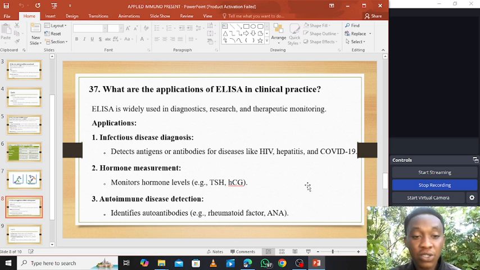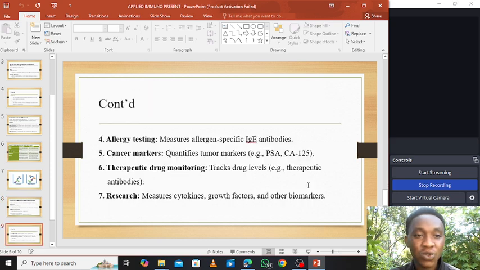The next application is autoimmune disease detection. ELISA quantifies autoantibodies. As we know, autoimmune diseases are caused by autoantibodies which mistakenly attack the body's own tissues, and those autoantibodies are quantified by ELISA. Among those autoantibodies, for example, there are rheumatoid factor, ANA, and so on. Let's look at the next application, which is allergy testing. ELISA is used in measuring allergen-specific IgE antibodies.